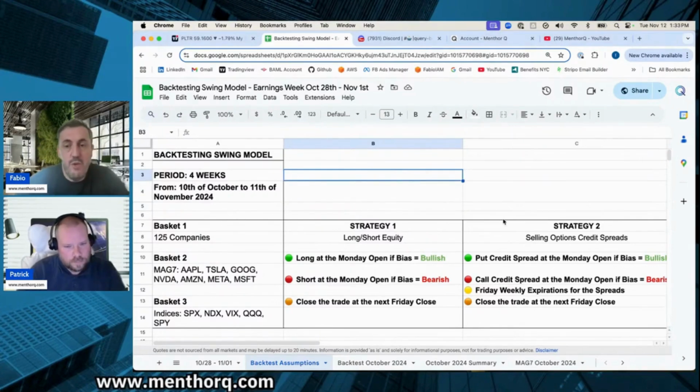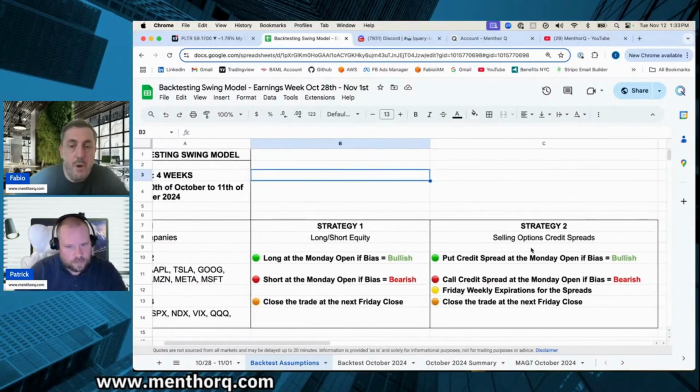And then we have strategy 2, which is very interesting, which is really using the model to sell credit spreads. In this case, we use our upper band and lower band levels, and we're going to show you what they are right now, to basically sell spreads. So if the bias is bullish, we would sell put credit spreads at the Monday open, looking at the lower band level. If the bias is bearish, we would sell call credit spreads at the Monday open, looking at the upper band level. And we're going to show you in a second what they are.